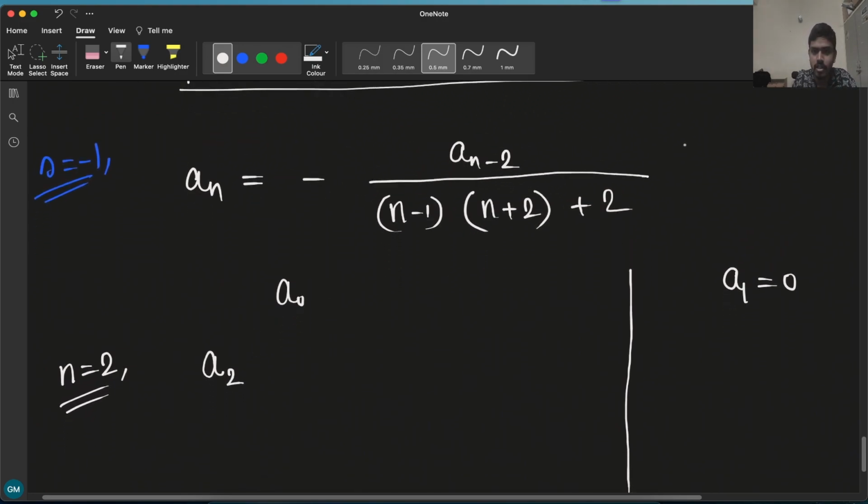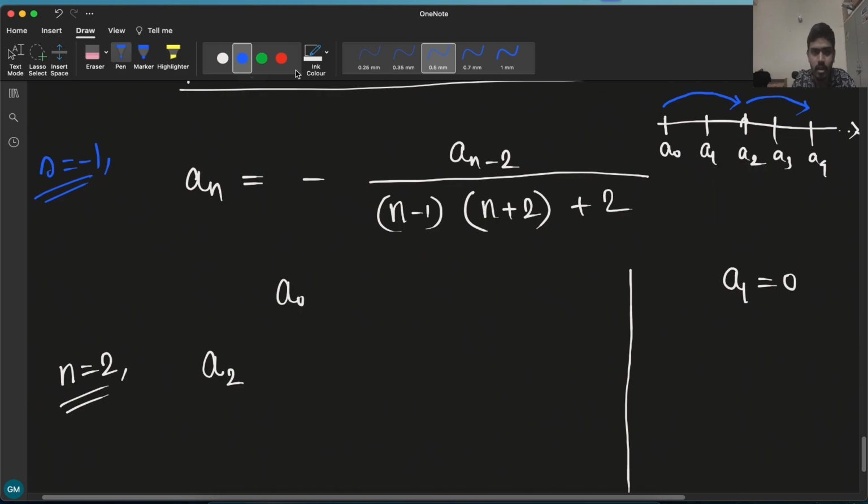What this recurrence relation tells us is basically about a0, a1, a2, a3, a4, and so on. If we know a0, we can find a2. If we know a2, we can find a4. Similarly, if we know a1, we can find a3, and if we know a3, we can find a5. But a1 is 0, and in the expression of a3 there will be a1 multiplied with it, so a3 will also be 0. Similarly a5 will also be 0, so we will not bother about that series. We're only interested in a0, a2, a4, these even-indexed terms.